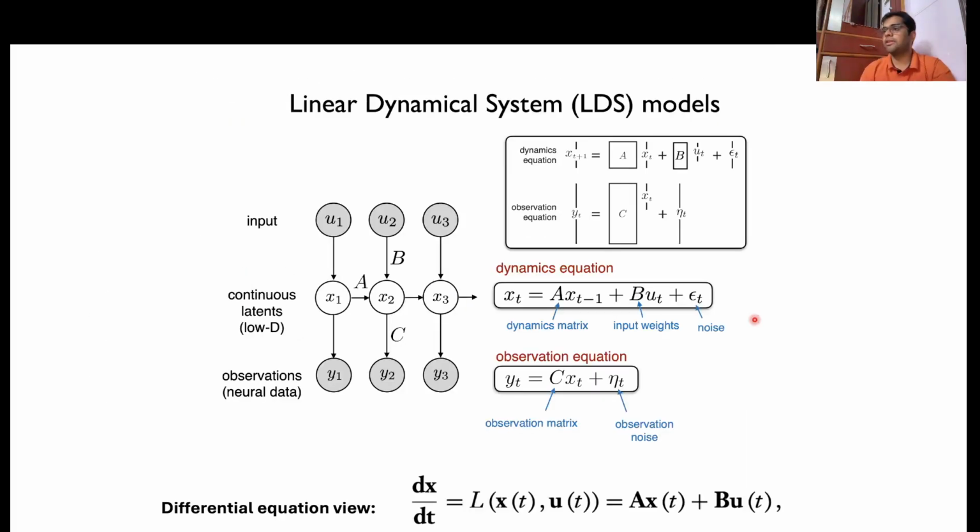Okay, is everything clear until now, or the concept of latent variables and how we can represent them in a linear systems fashion? Yes, I'm going to give examples from a few papers which will make it more clear.